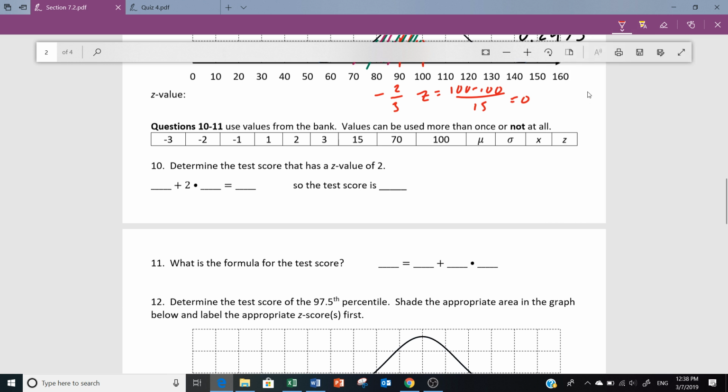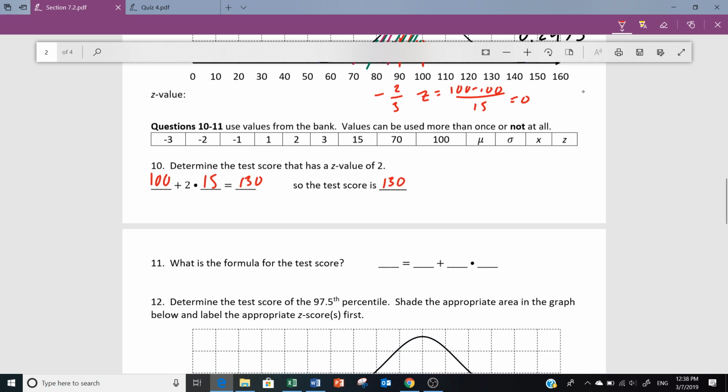Okay, so z value of 2. Let's see the problem. Z value of 2 needs to add how many standard deviations? 2. Good. What am I adding the 2 standard deviations to? 100. So when I do that, I get 130. So the answer is 130.